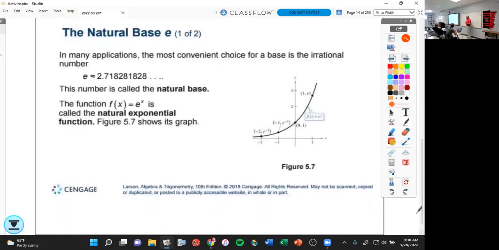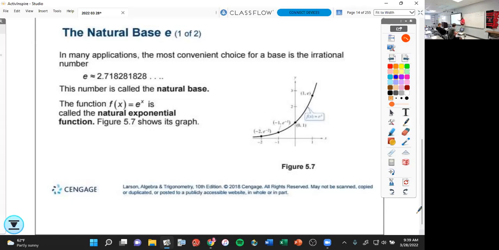E, 2.71828. That is the natural base. E is a number, folks. E is not a variable, okay? Just like pi is a number, right? So E is just a number, approximately 2.71828. f of x equals e to the x is called the natural exponential function.